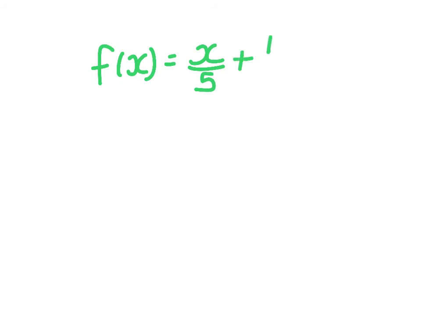Example number 3. We're told here the function of x is equal to x over 5 plus 1 over x squared. Now, this is a sum, but there's an x squared on the denominator, so we're going to deal with that before we try to differentiate. I'm just going to rewrite this first one slightly differently. x over 5 is the same as 1/5 of x. 1 over x squared is the same as x to the negative 2.